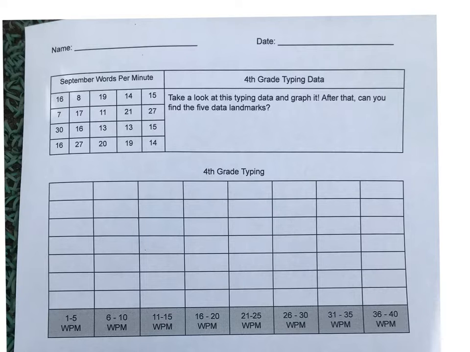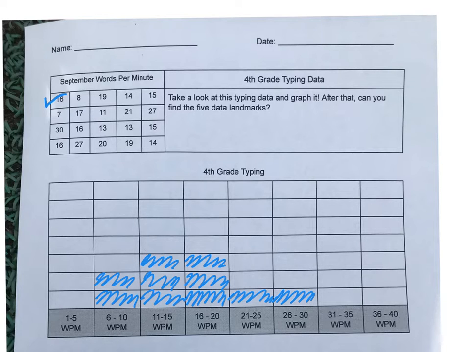So basically you can just go through, and the first person had 16 words per minute, so they'll fit in here. The next person had 8 words per minute, 19 words per minute, 14 words per minute, and then 15 words per minute. So I did that line. The next line would be like that. So I did the first line and the second line. And I think the rest of those you can do on your own. Shouldn't take you too long.